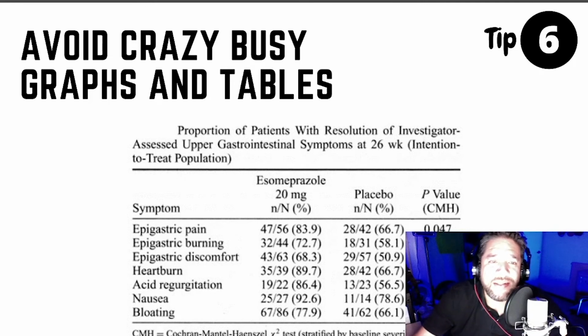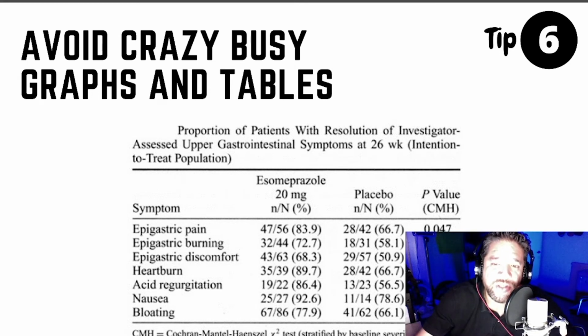Tip number 6, avoid crazy busy graphs and tables. We love to provide facts. We love to provide statistics. We love to provide pie charts and bar graphs and all these numbers and information. But if you put something like this in front of an audience, it is not likely that they're going to go over it, right? If I'm going to sit down and go over a table like this, I need time. I need to kind of clear my mind and really understand what's going on.